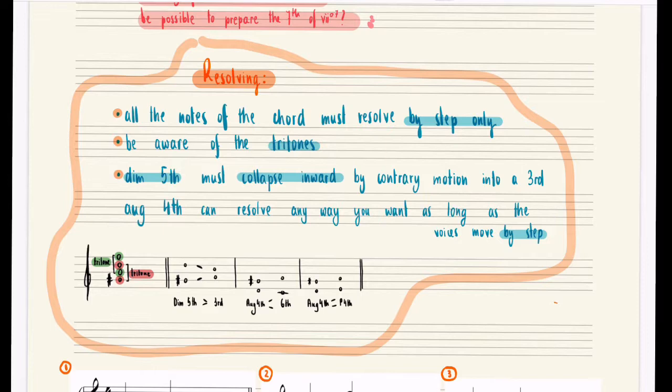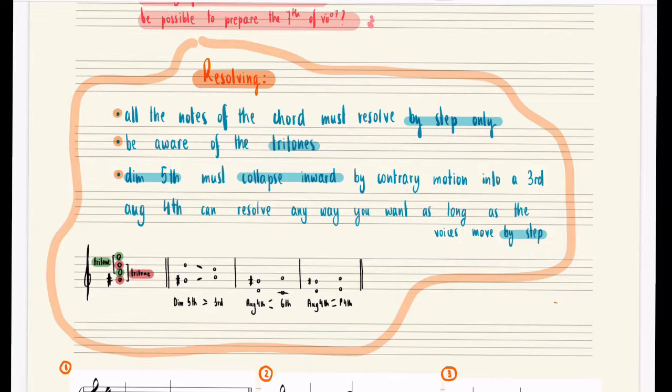But the good news is that you have dealt with these rules already when we were talking about the 7, 6 chord. And 7, 7 is very similar. It's even more dissonant than 7, 6. Okay, so here are some rules for resolving. All the notes of the chord must resolve by step only.